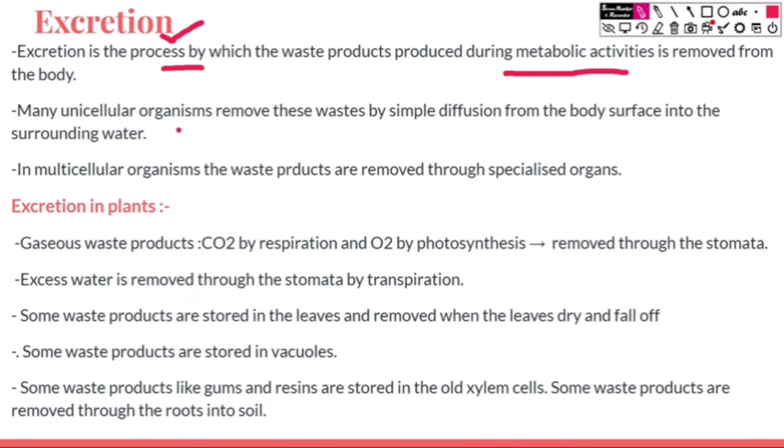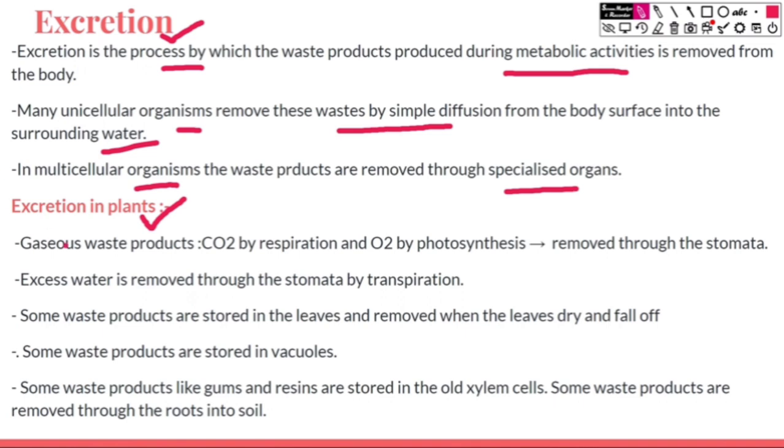In unicellular organisms, I have told you in the first part as well, all the life processes undergo simple diffusion, and the waste is also similarly secreted in the water, as we have seen in amoeba in the first part of the lecture. In multicellular organisms, the waste products are removed by specialized organs. Let us start with excretion in plants. We will see different types of waste products and how they are excreted.